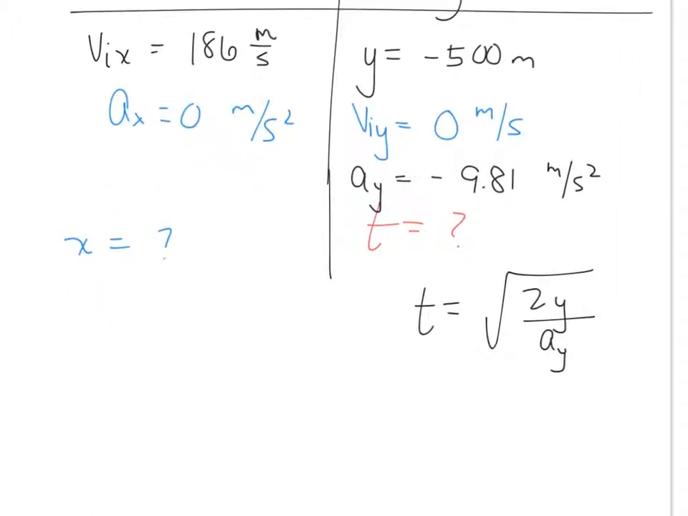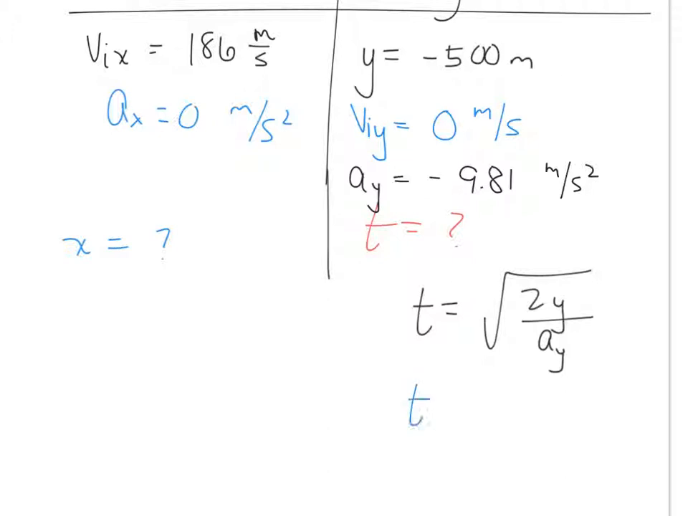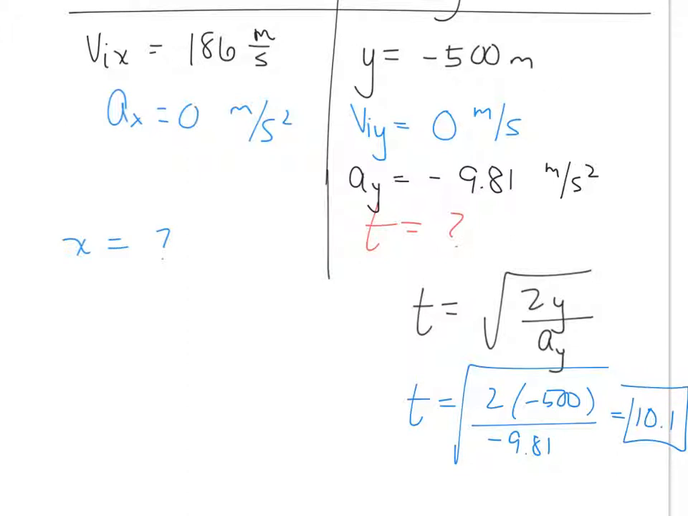What do you get when you plug in negative 500, the height from the plane when it drops it? What do you get? 10.1. Others? It's going to be more than 7, because last problem was 7 something, and it was only 300 meters, right? This is falling 500 meters now, so it's got to be longer than 7. Yeah? 10.1? I'm just asking somebody else to confirm. Okay, thank you. So now that it's been confirmed, let's go over to the x direction.